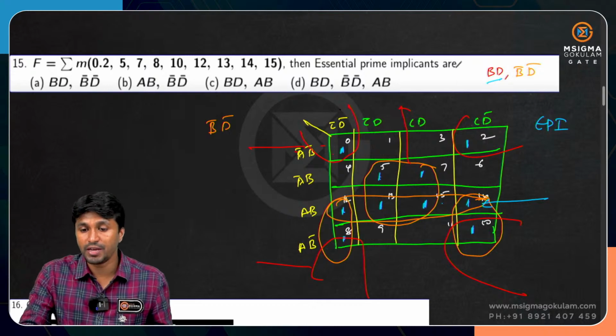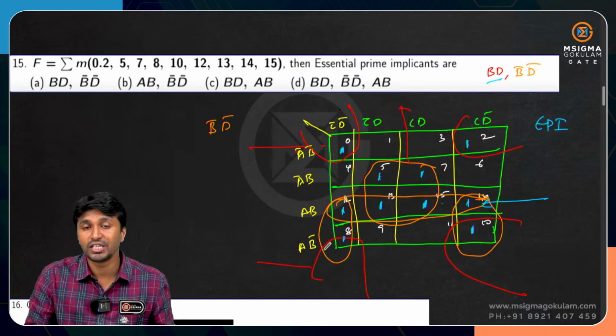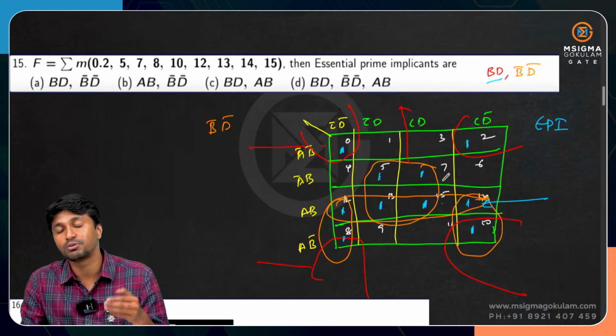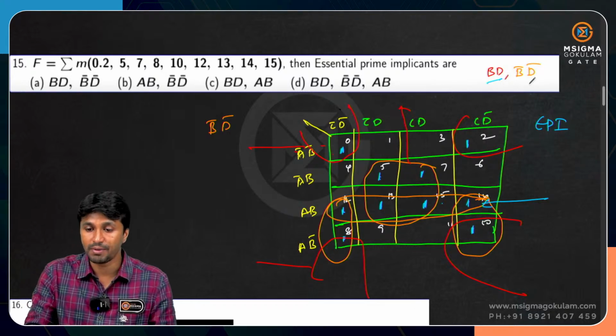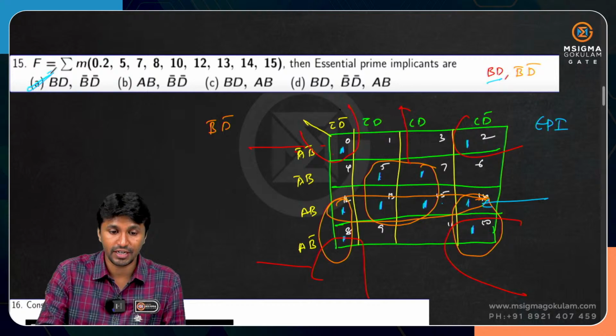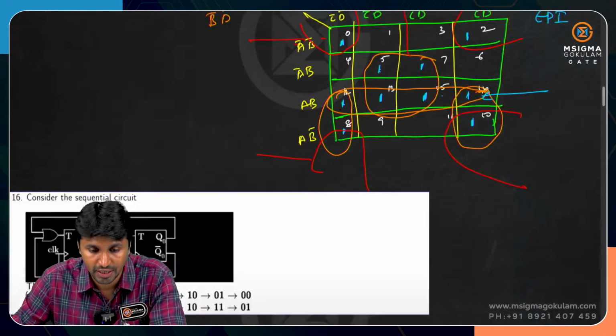So therefore BD and B bar D bar, both these groups include min terms which are not covered by other prime implicants. So therefore BD and B bar D bar are the correct answer, right?